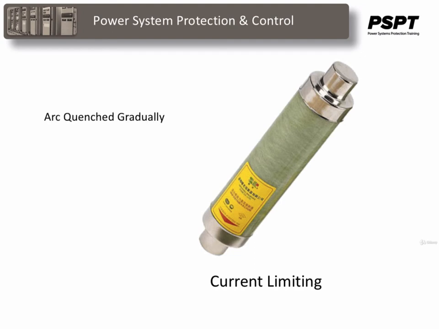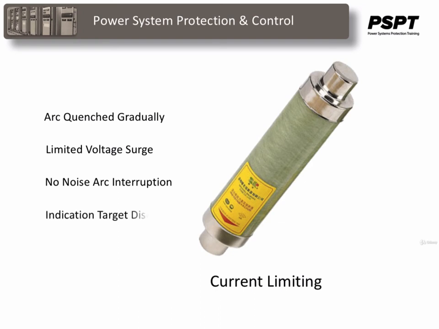The arc is quenched gradually as the solids form. Its resistance progressively increases, and the arc current correspondingly decreases. The gradual extinction of the arc prevents excessive voltage surges, yet the whole action takes place in half a cycle. There is no noise, no discharge, and negligible gas pressure during the arc interruption.